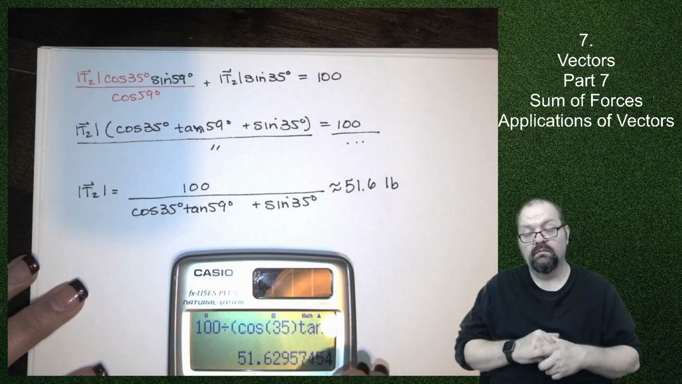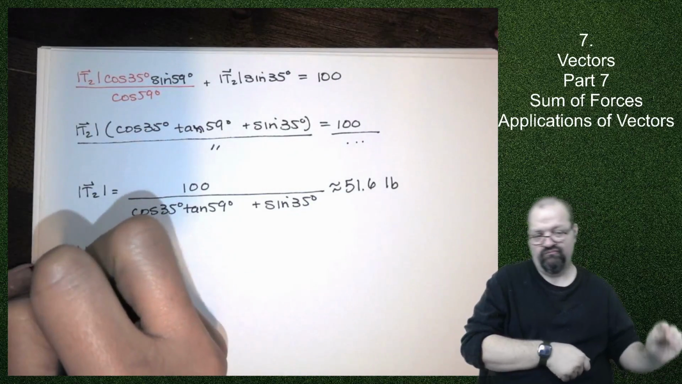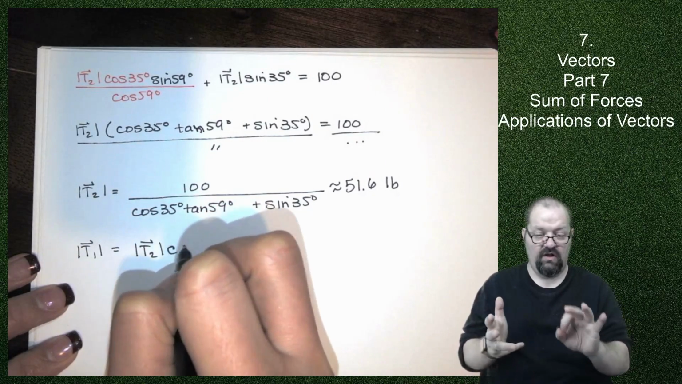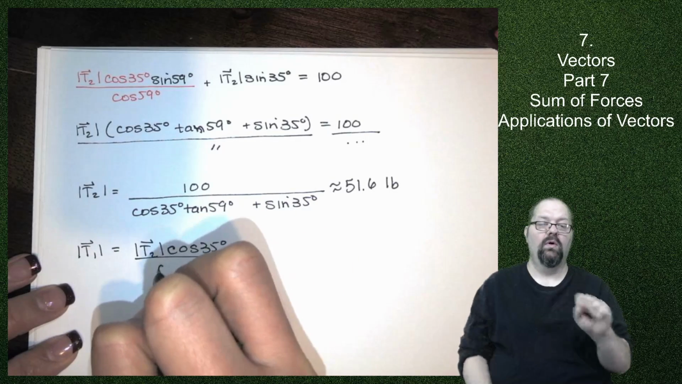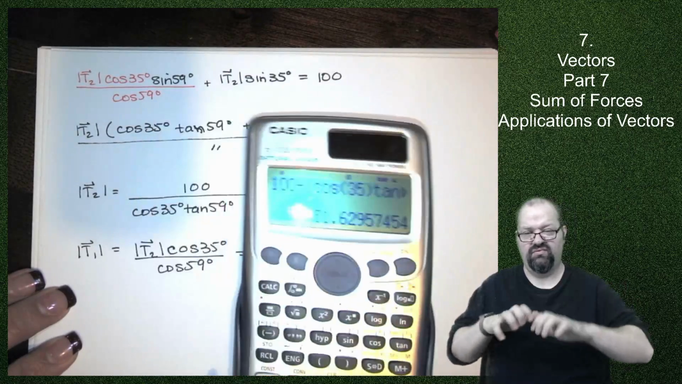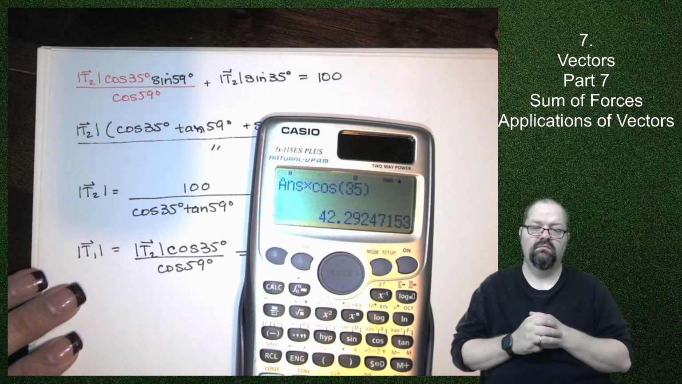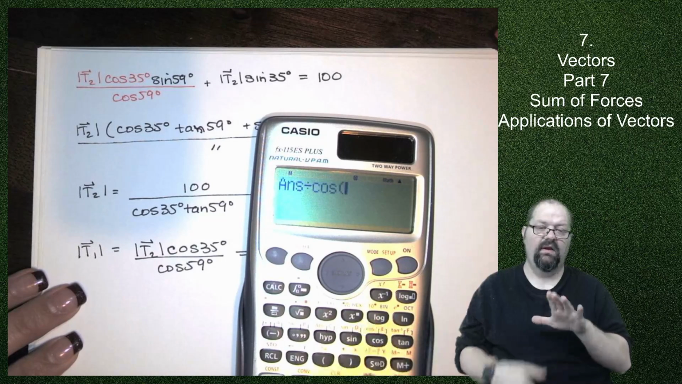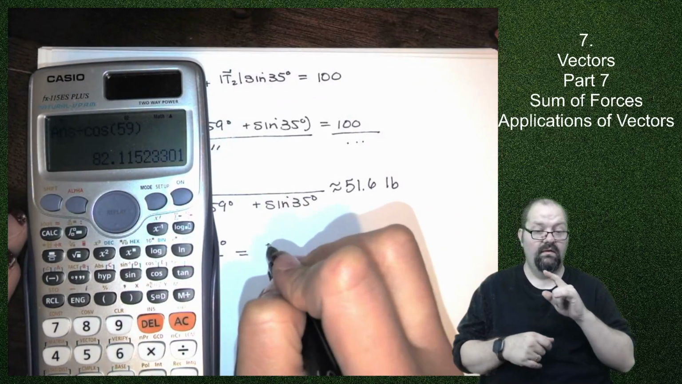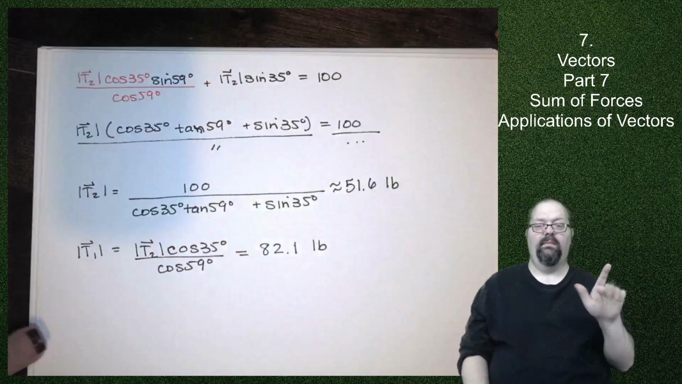Now that I know T2, I can use the fact that T1 equals this to find T1. So T1 was the magnitude of T2 times cosine of 35 divided by cosine of 59. I've got that in my calculator already. So I'm going to multiply by cosine of 35 and then divide by cosine of 59. And I get 82.1 approximately pounds. Gosh, I hope that works out.